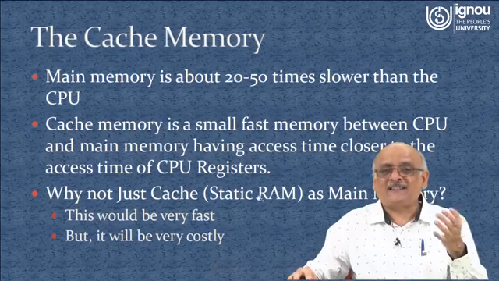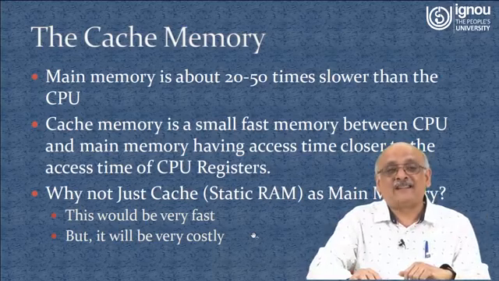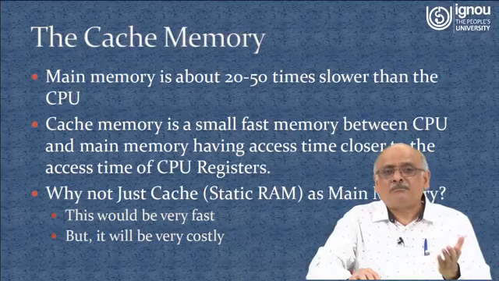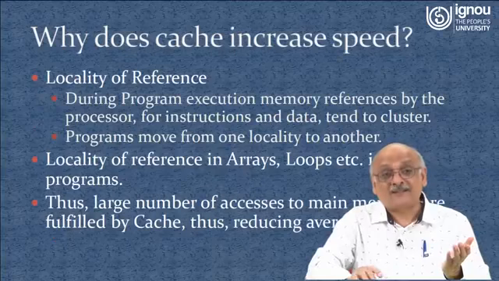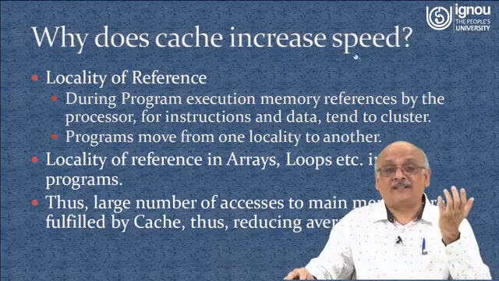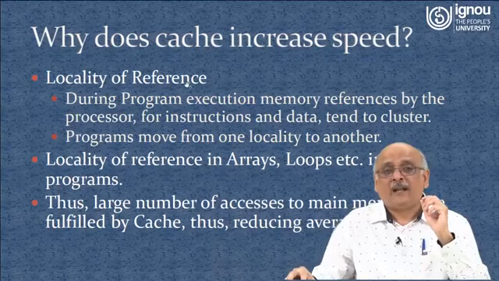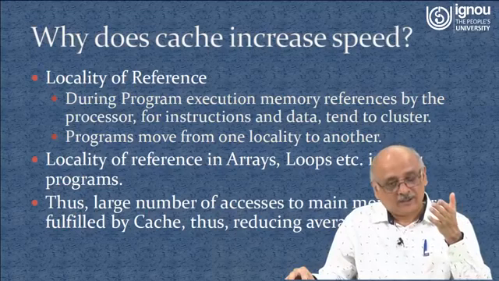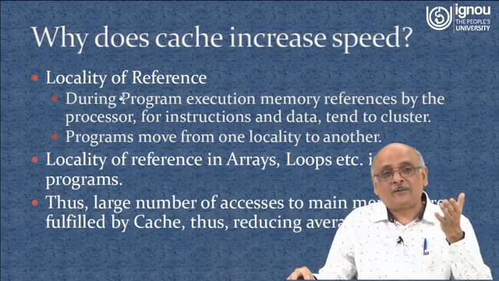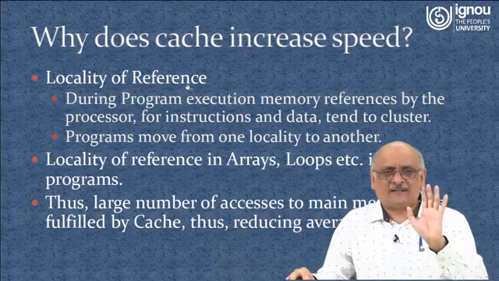So why not just use static RAM as main memory? Well, this would be very fast, but it would be very costly, as we had already stated. Fine, we can have a cache memory, but will it work? That's the question. So why does the cache increase speed? Well, the prime reason is locality of reference. If you go to the internet, they will talk about spatial and temporal locality, but let's understand the basic concept.